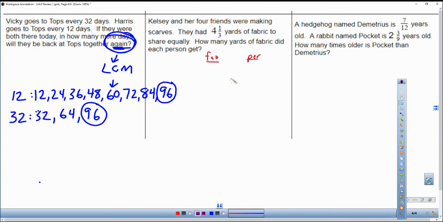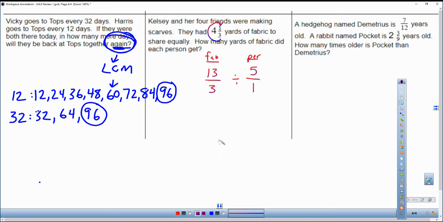Fabric, each person get. So we're going to start with that 4 1/3, but we're going to change it to a fraction first. 3 times 4 is 12, plus 1 is going to be 13/3 yards of fabric, divided by, now, the big question is it 4 or 5? Are we dividing by 4 or 5? Kelsey had 4 friends, but it seems to me by the question that Kelsey is also making a scarf. So there are 5 people.